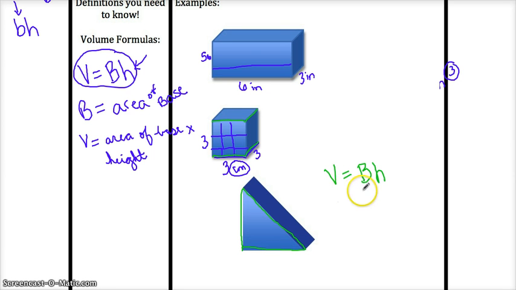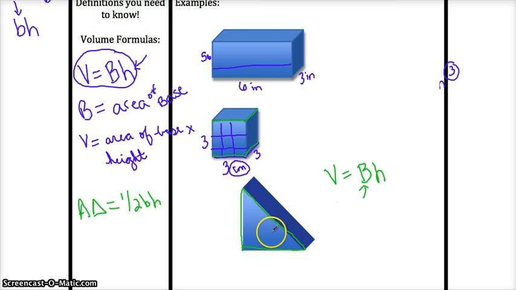So we have to ask ourselves, well, we need to find the area of the base. So the area of the base, we already determined the base is our triangle. What is the formula for the area of a triangle? The area of a triangle is 1/2 base times height. 1/2 lowercase b base times height.